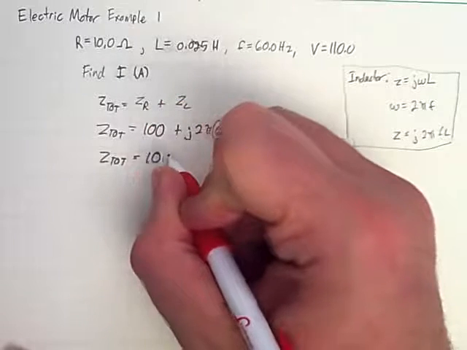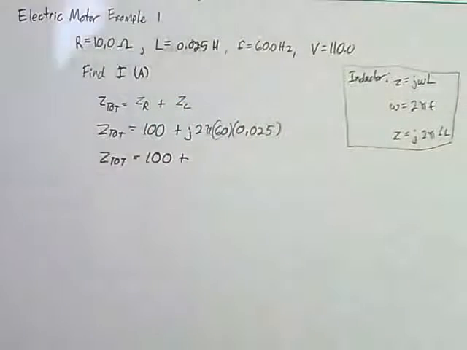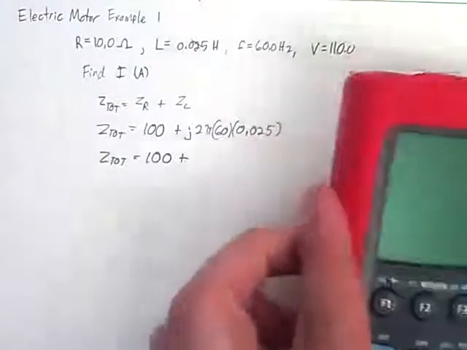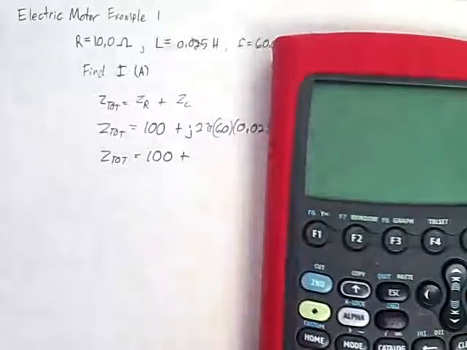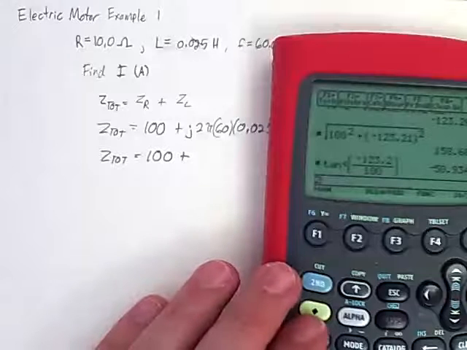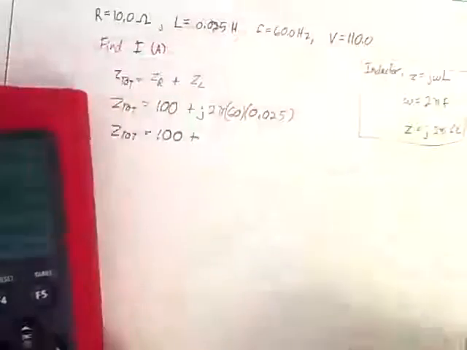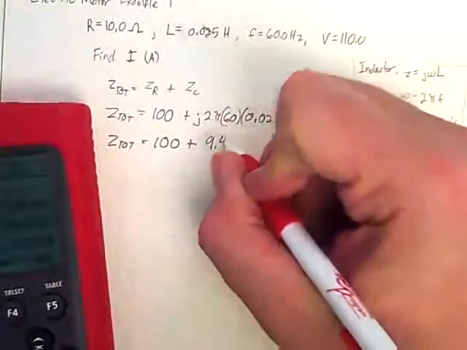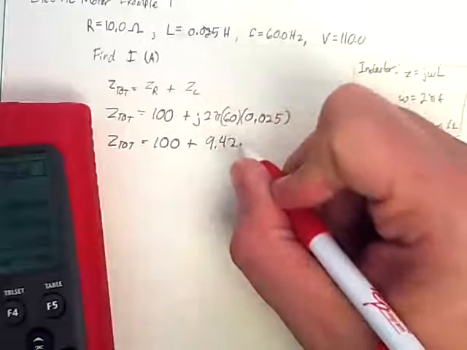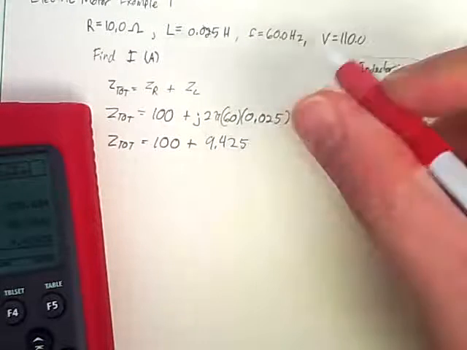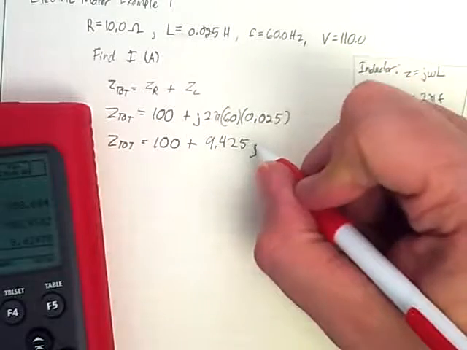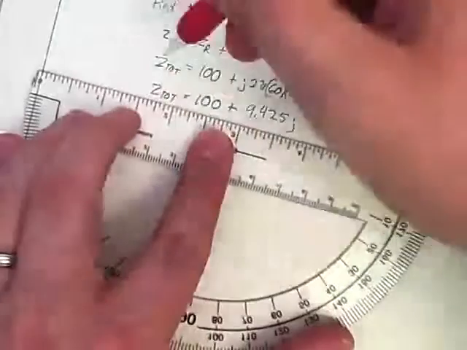So Z total is 10 plus, get our calculator, 2 pi times 60 times 0.025. And it's that 9.42. We'll go ahead and put another one on there just to be safe. 9.425 J. And so that's helpful so that we've got Z total.